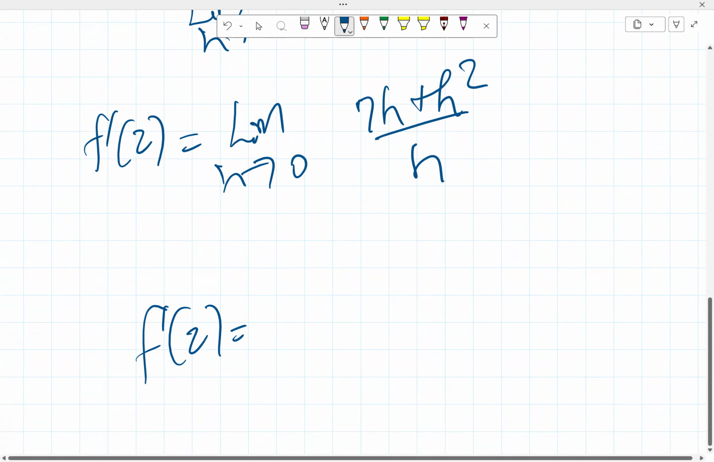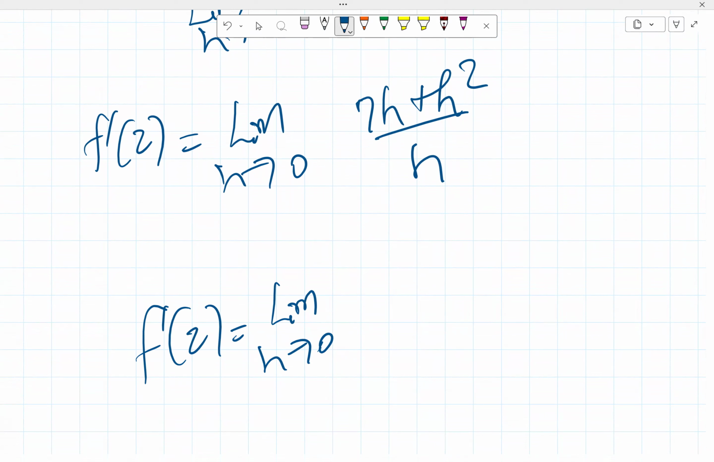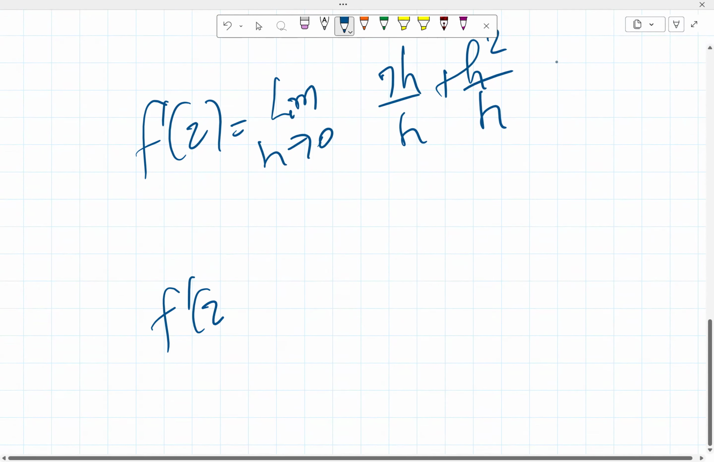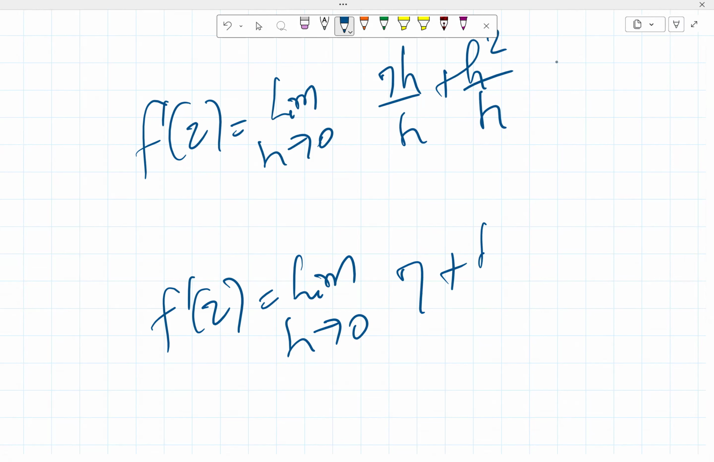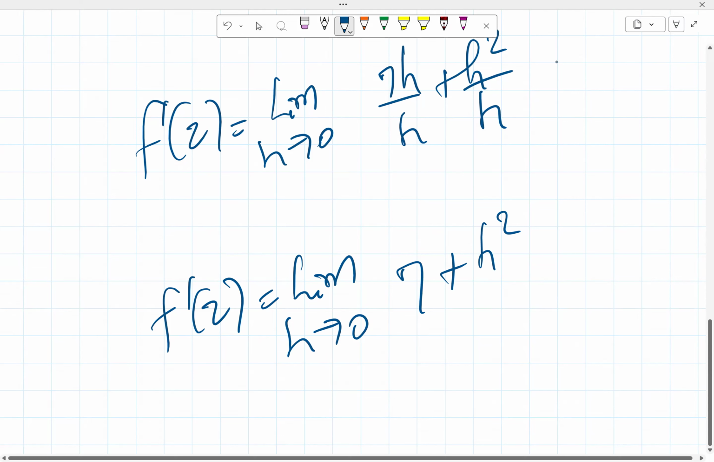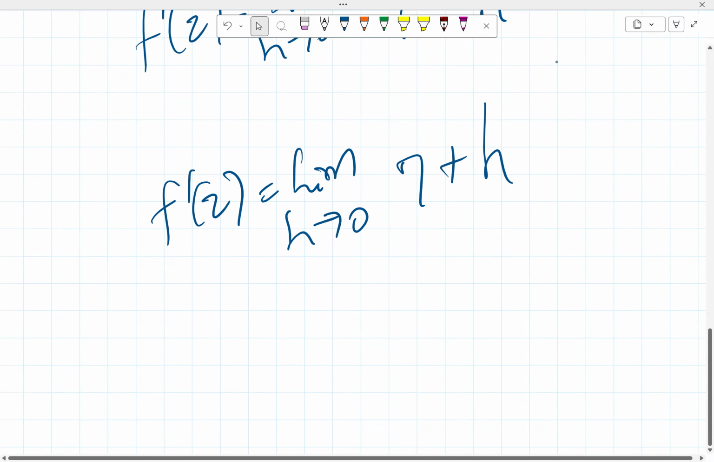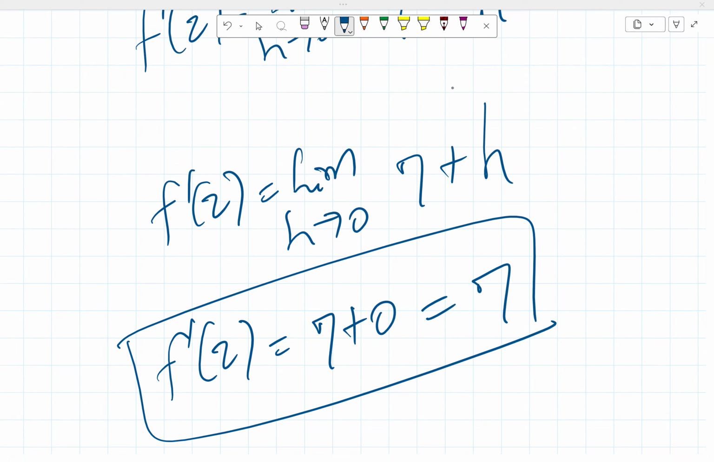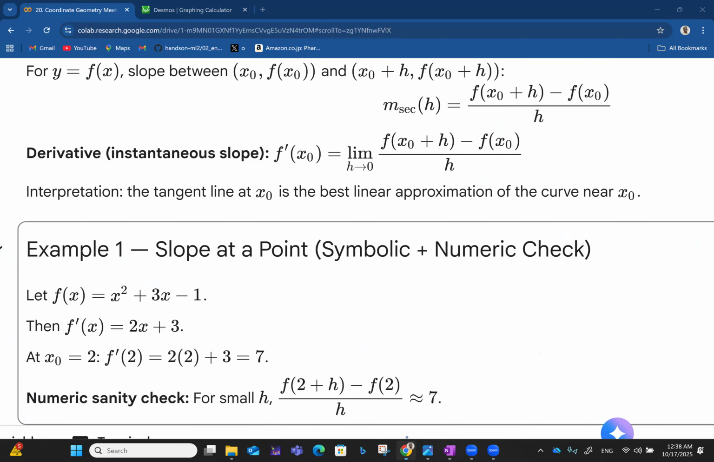So f prime of 2 is simply the limit as h goes to 0. We have 7h over h plus h squared over h. So f prime of 2 now is equal to the limit as h goes to 0 of 7 plus h, since we divided through by h. So f prime of 2 is simply 7 plus 0, and the answer is 7. So like the original one where we got 7, this one is also 7. So the two of them align like that.